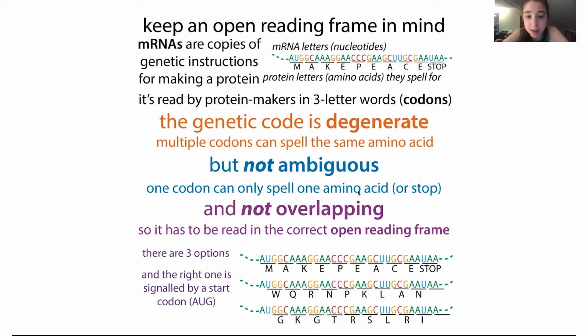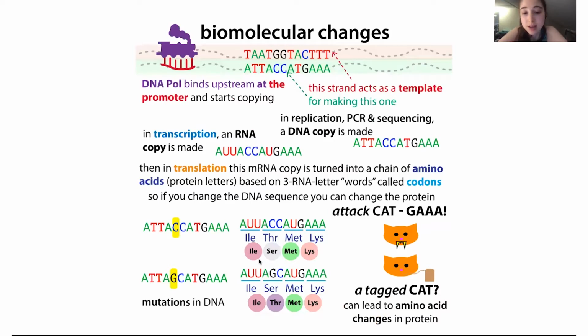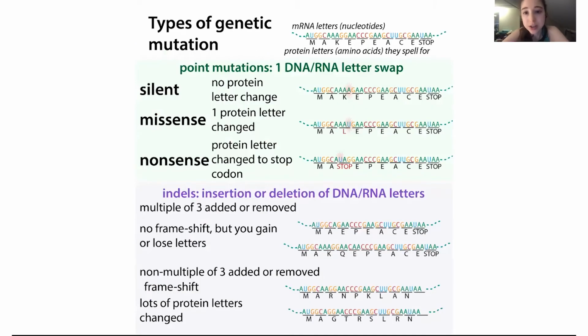But it's also non-overlapping. So it has to be read in the correct open reading frame. There are three options, so depending on where you start, you'd get a different thing. The right one is signaled by a start codon. When we talked about the amino acid methionine, if it's at the start of a protein, it serves as a start codon. And so that tells the ribosome to start there. What happens is you can get mutations that can cause problems or not cause problems.